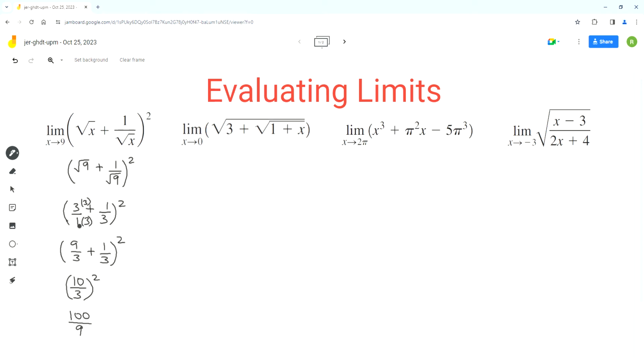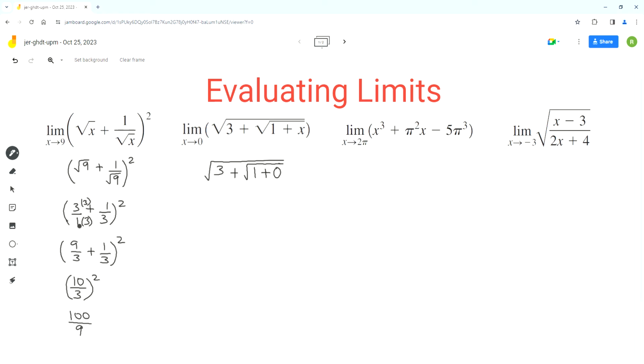So now we can work on the second expression. In the second expression, we can again use the substitution method. So we can sub in x as 0. Now in this case, there is a radical, or a square root, under a square root. So we get the square root of 3 plus the square root of 1 plus 0.